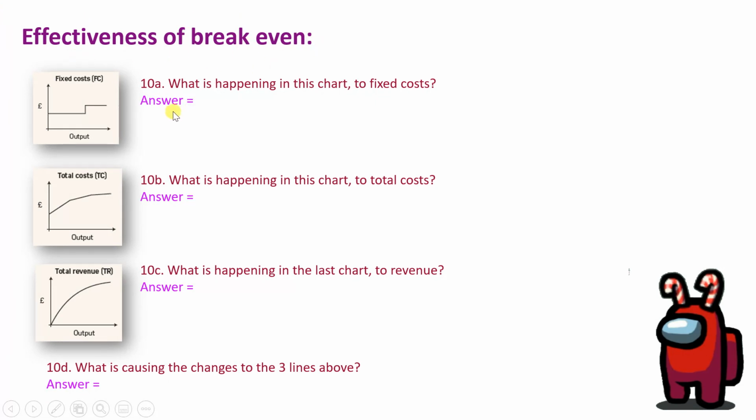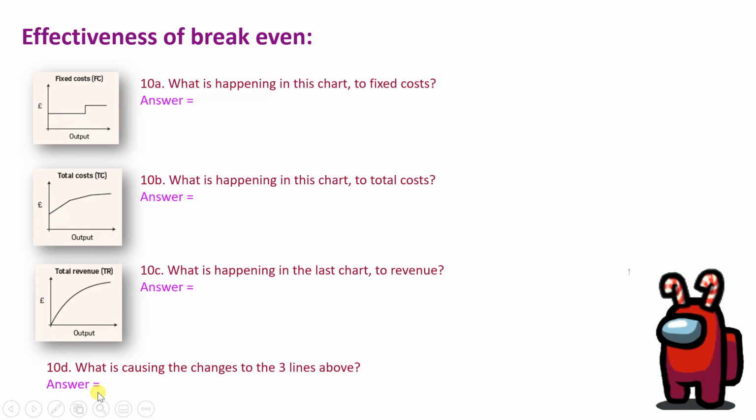Effectiveness of break-even. Well, we've explored the impacts on break-even. We've had a discussion on what's happening to the lines. So let's now actually look at the lines and see what's going on. Question 10a. What is happening in this chart to fixed costs? Literally describe what you see on the line and see if you can suggest a reason for it happening. 10b. What is happening in this chart to total costs? 10c. What is happening in the last chart to revenue? Describe what you see and see if you can suggest a reason for that happening.